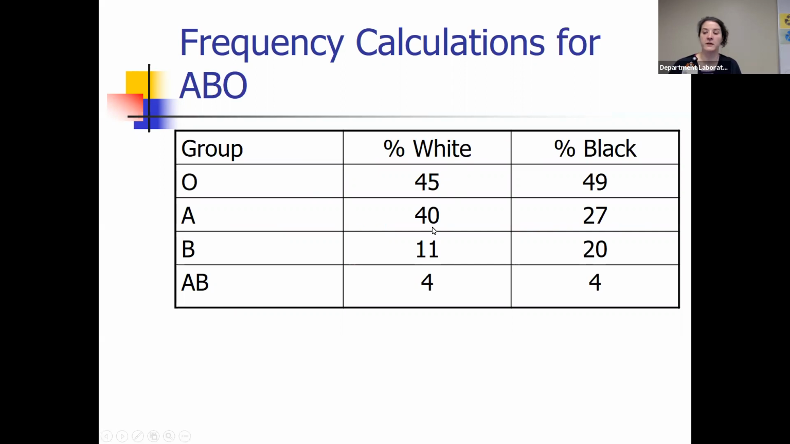Oh, it was 40% of the white population is type A. On the exam, I don't want you guys to worry about memorizing these frequencies. I will tell you that 45% of the population is group O, 40 is group A. I will give you those frequencies, okay? I would rather you spend time on other stuff, all right?